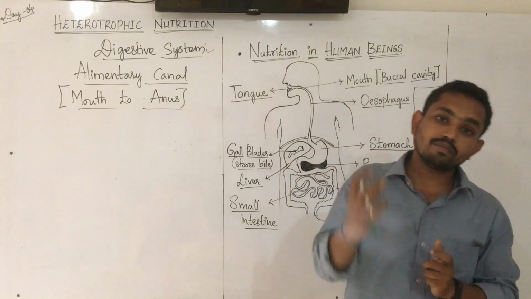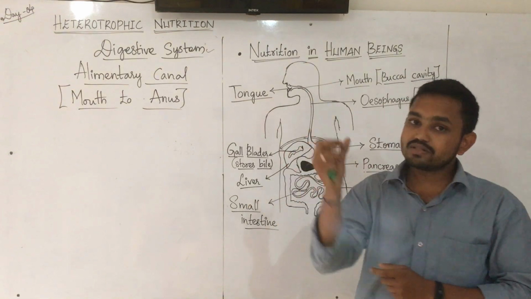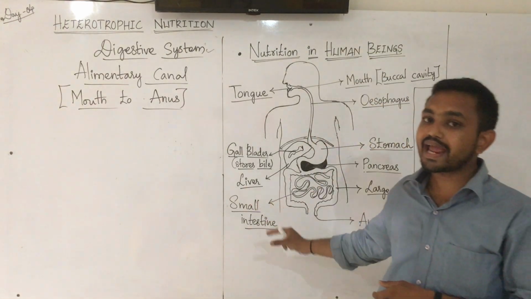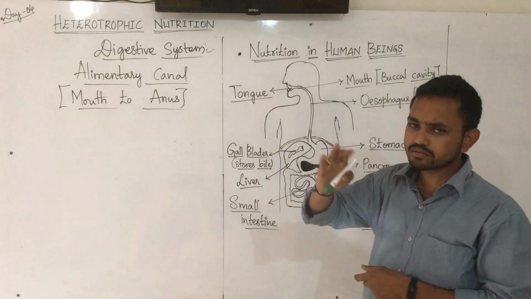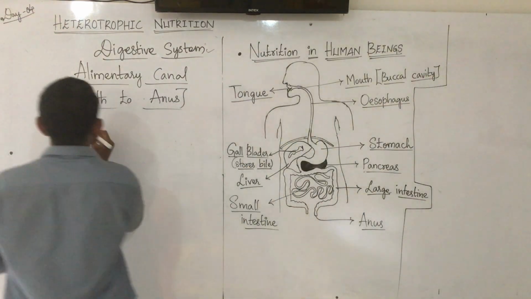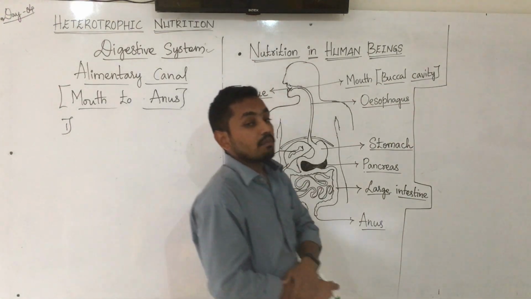Side by side there will be the liver and pancreas, and at the end we are going to see the rectum as well as the anus. So those are the end parts. Now I am going to discuss them one by one in detail. See here, the first part we call the mouth.